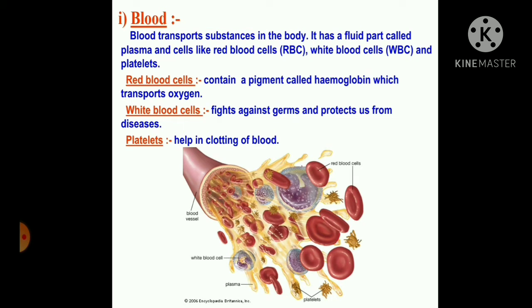Now let's learn what is blood. So the blood transports substances in the body. It has a fluid part called plasma and cells like red blood cells or the RBC, white blood cells or the WBC, and platelets. Red blood cells contain a pigment called haemoglobin which transports oxygen, and the white blood cells fight against germs and protect us from diseases, whereas the platelets help in the clotting of the blood. And let me tell you that plasma contains 90% of water.